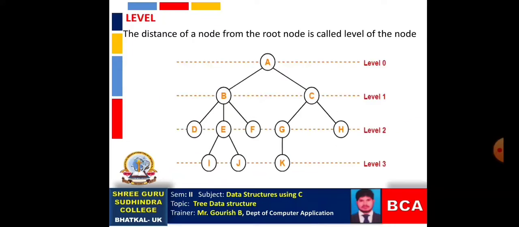Fine. Next, level. The distance of a node from the root node is called the level of a node. To find the level, it starts with the root node, and the first level we name level 0. Next one is level 1, then level 2. Level 0 means that is the root node.